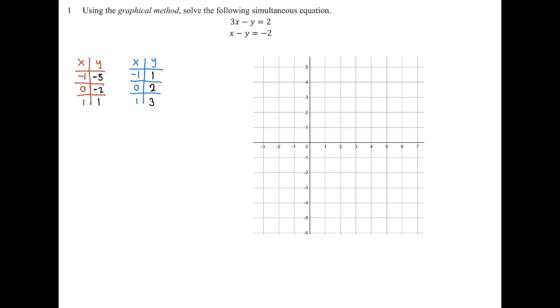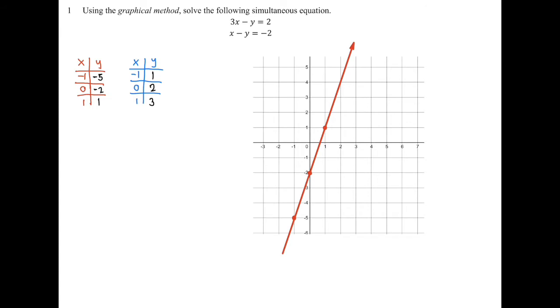For the first equation, plotting each point, we have negative 1 and negative 5, so it's over here. And then 0, negative 2 here. And lastly, we have 1 and 1, so it's here. And then you need to draw a straight line connecting these 3 points, right? Okay, there we go. That's your straight line.